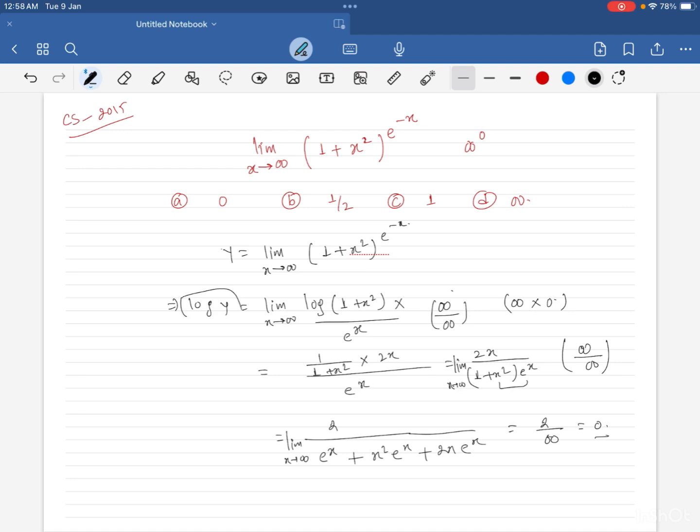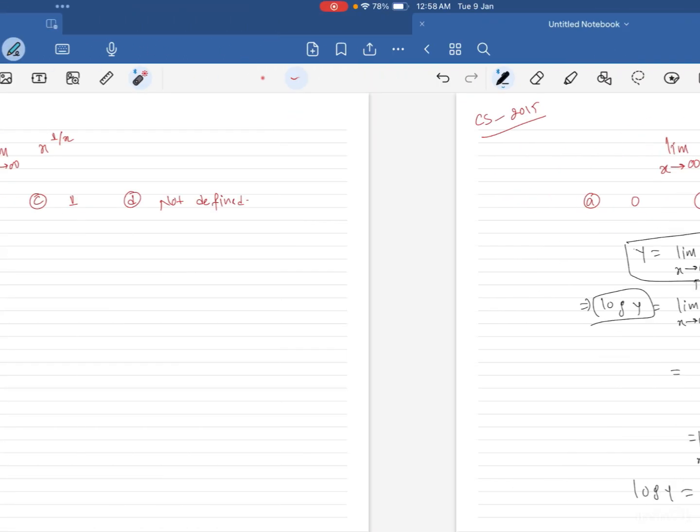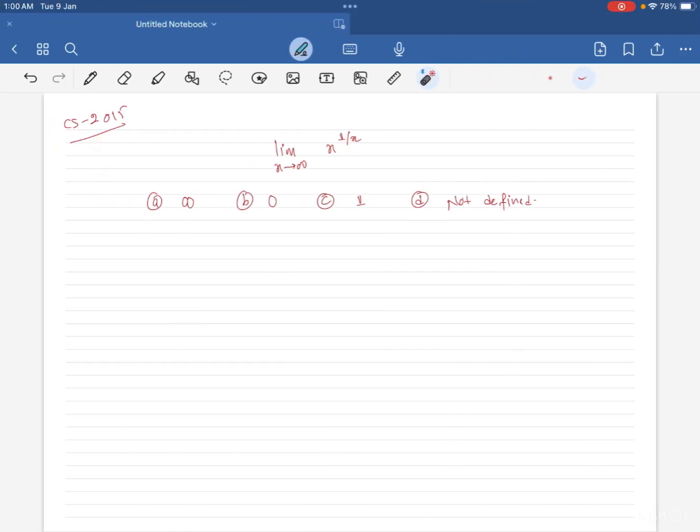So what we get is log y is equal to 0. That means y is equal to 1. Right, so that is what we want to find, the y limit. So that is 1. So C is the correct answer.